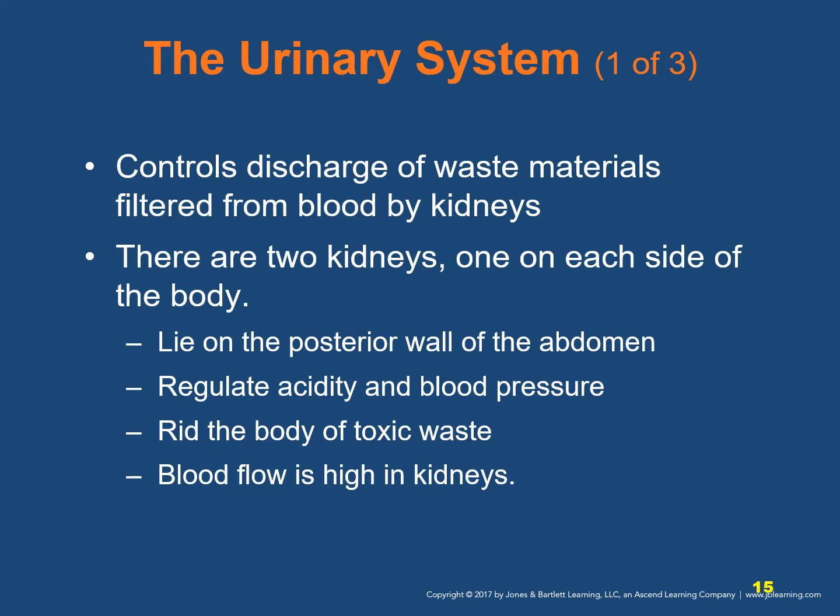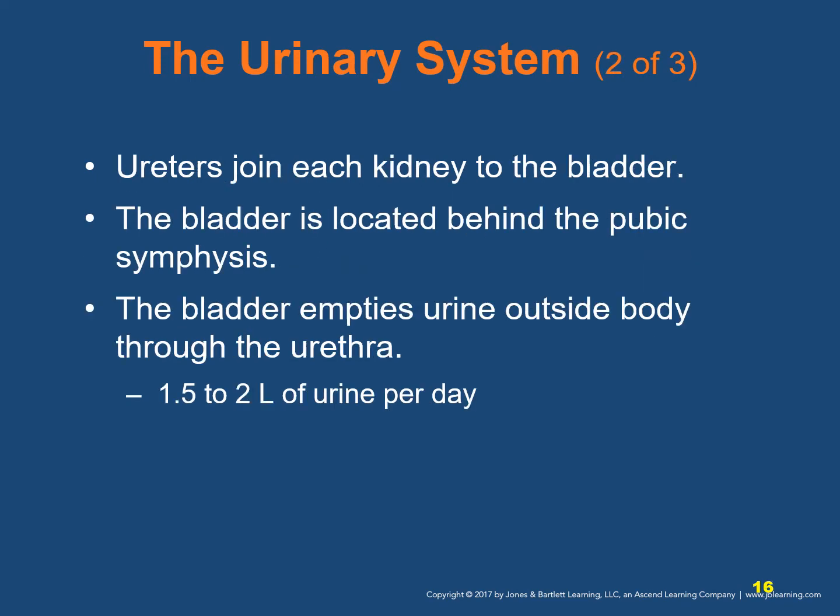The kidneys play an important role in the regulation of acidity and blood pressure, and they rid the body of toxic waste. They also control balance of fluid and electrolytes, and blood flow is very high in the kidneys. The ureters join each kidney to the bladder. There's 1 ureter per kidney, and they join into the bladder.